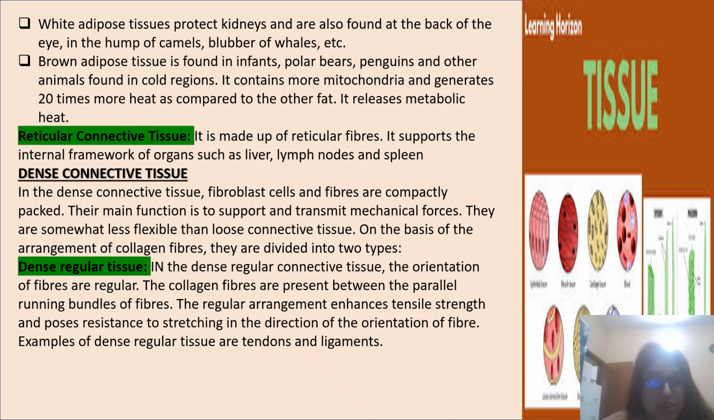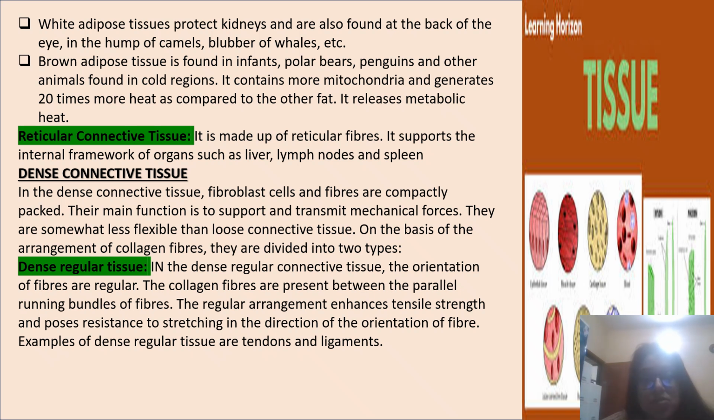Next, dense connective tissue. In the dense connective tissue, fibroblast cells and fibers are compactly packed. Their main function is to support and transmit mechanical forces. They are somewhat less flexible than loose connective tissue. On the basis of the arrangement of collagen fibers, they are divided into two types. First, dense regular tissue. In the dense regular connective tissue, the orientation of fibers is regular. The collagen fibers are present between the parallel running bundles of fibers.